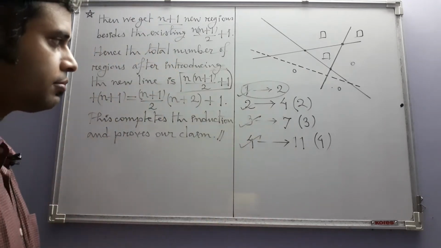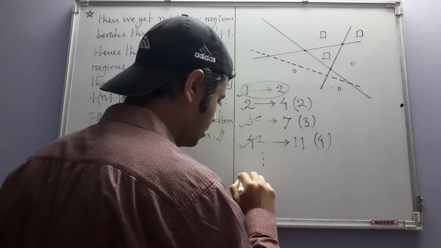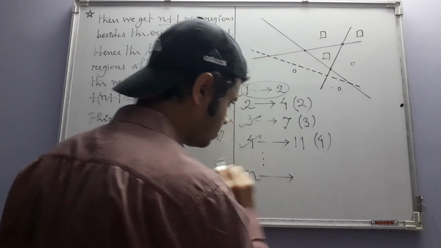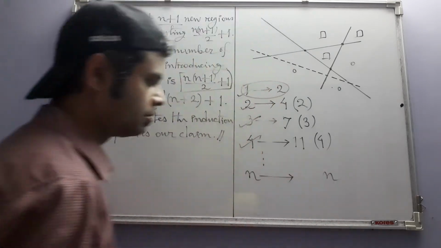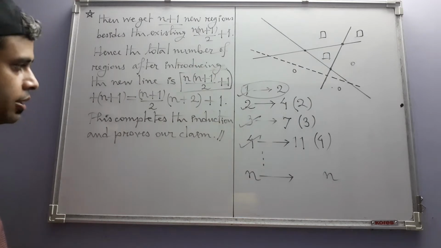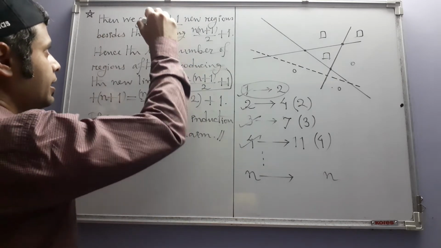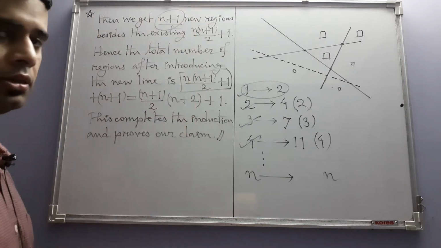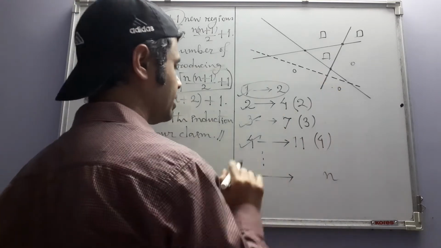Okay. So that means at the nth step, the number of affected regions will be n. Now, what have we written here? We get n plus 1 new regions. Where is this thing coming from? You see, you look at this step.